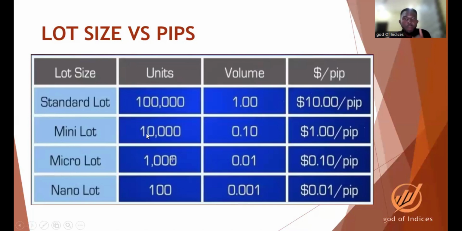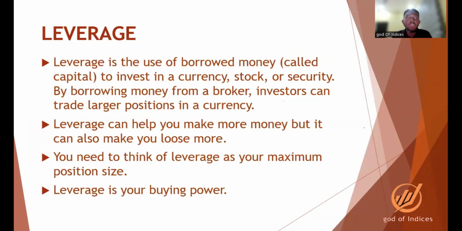Then for mini lots, you are buying 10,000 units. For every 1 pip movement, it gives you $1, and the volume in lot size is 0.1. The volume for standard is 1. The volume for micro is 0.01, which is 10 cents for every pip movement. Then the last one, which most brokers don't provide, is called the nano lot, which is 1 cent per pip movement. So your position size determines the value of what you get in your lots.